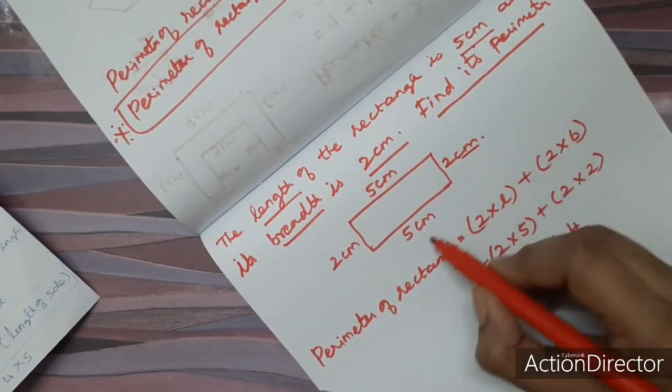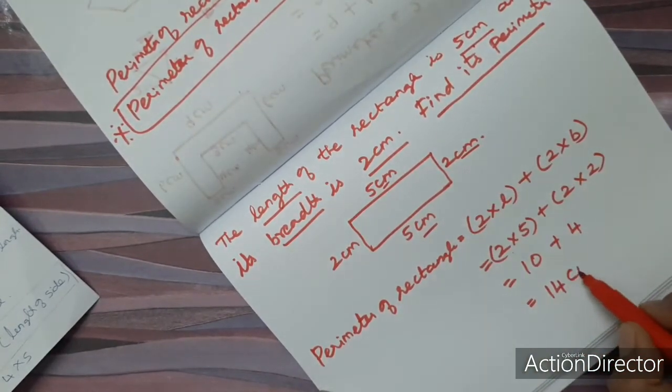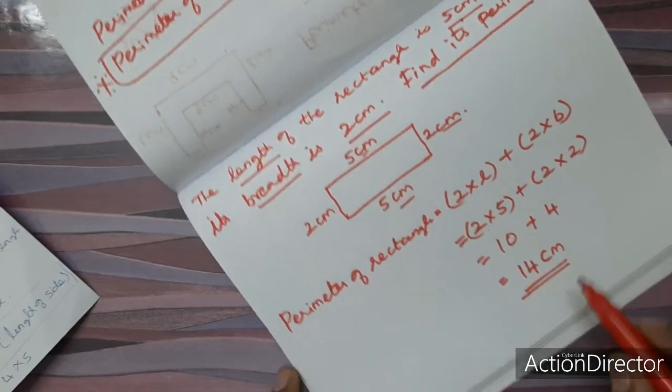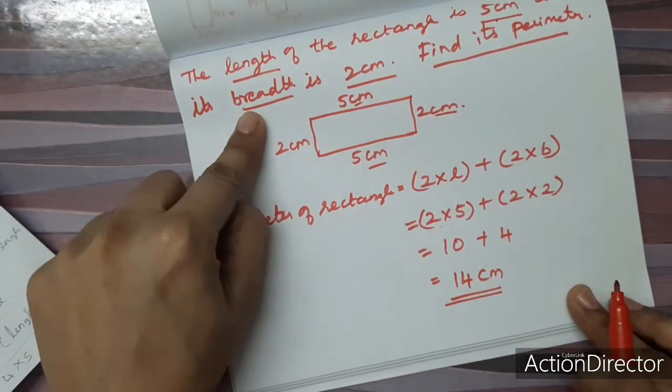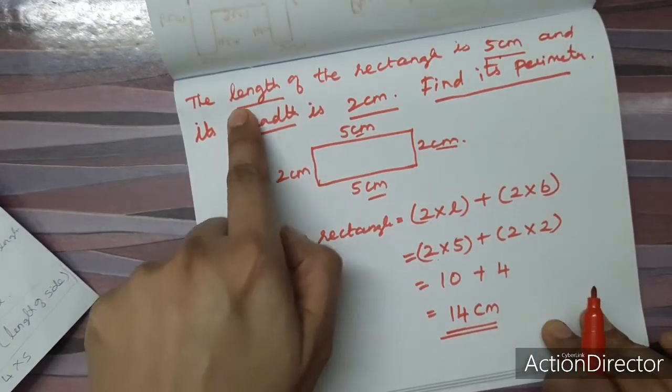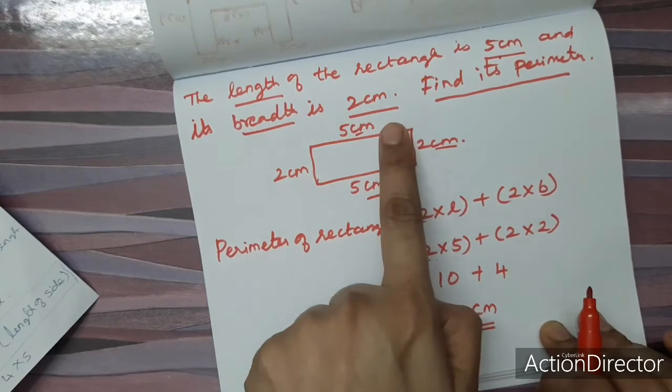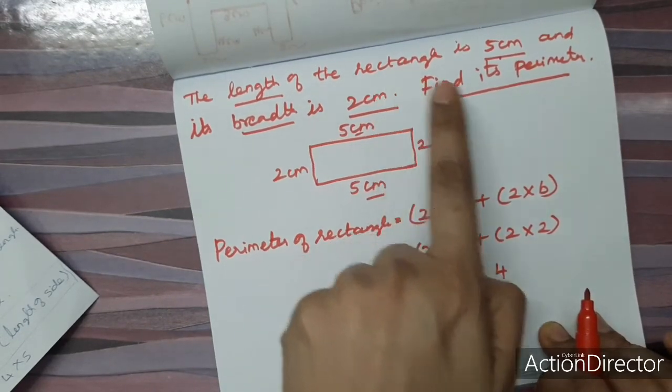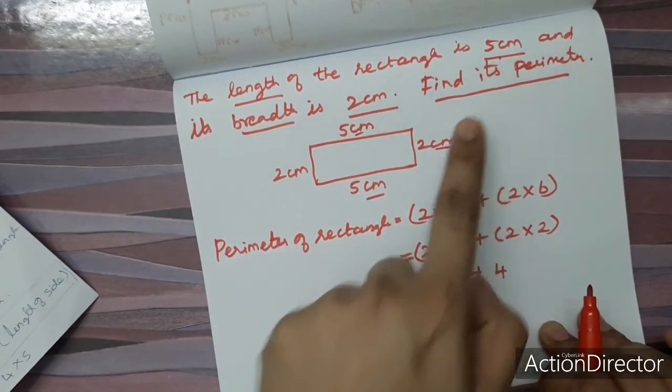They have written only centimeter everywhere. So the answer also will be in centimeter. So this is the answer for this particular sum. We have found out the perimeter of a rectangle. The length they have given, breadth also they have given for a rectangle, and they have asked us to find the perimeter of the rectangle.